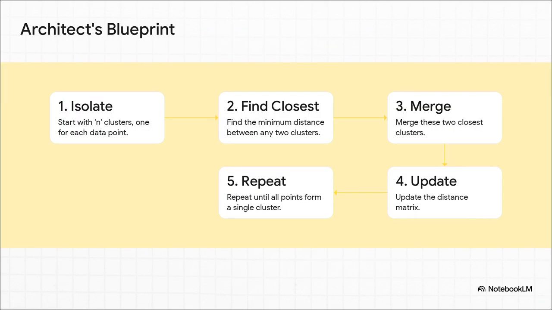That's it. So here's how the architect's blueprint works. First, imagine every single data point is its own little island. The architect then looks at the whole map to find the two islands that are closest and builds a bridge. After that bridge is built, it remeasures everything and does it all over again, meticulously joining the next closest pair and the next until every island is connected into one single landmass.